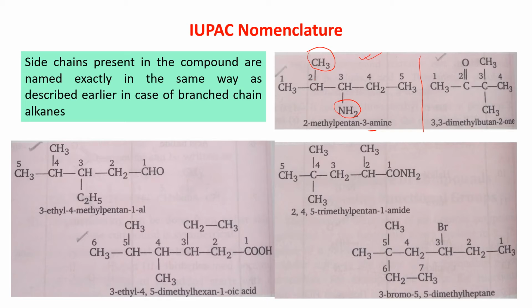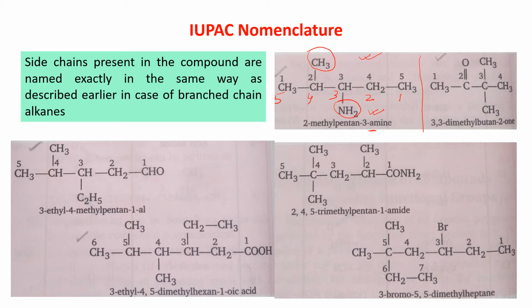Okay. Suppose I'm numbering from this side: 1, 2, 3, 4, 5. Why is this numbering wrong? Why will this type of numbering not take place? In both cases, whether I number from the left-hand side or the right-hand side, the amino group gets number 3 only. Then where is the harm? Why have I not numbered from the right-hand side?